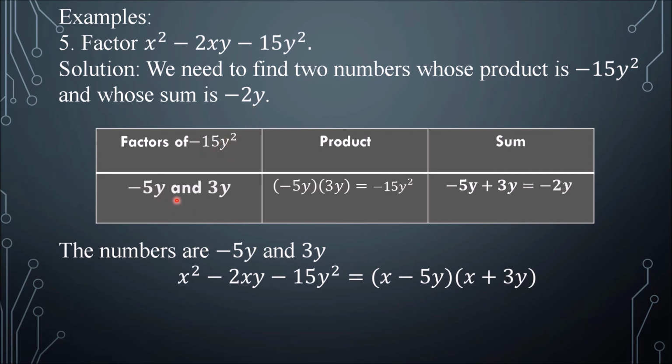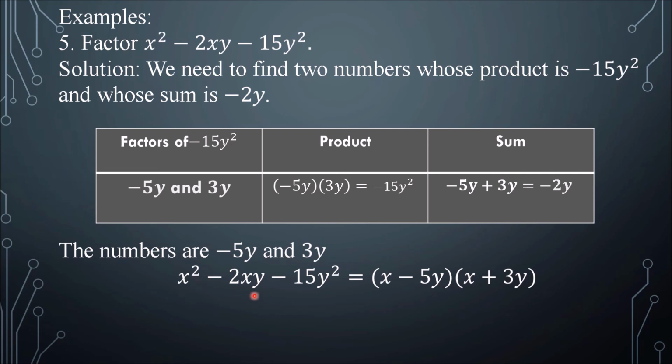We have negative 5y and 3y. Why negative 5y and 3y? Because if we're going to add those terms, the result is negative 2y. We will not use positive 5y and negative 3y. Because the sum of those terms is positive 2y. We want to have a sum of negative 2y. That's why the 5 is negative and the 3 is positive. So those are the numbers, negative 5y and 3y.